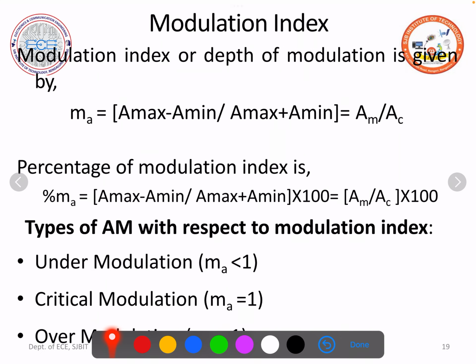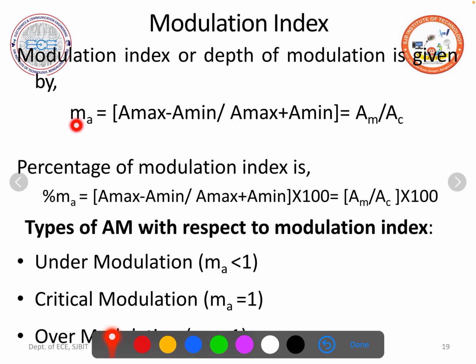So what is the modulation index? Basically you have three components. One is at fc, another one is upper sideband, another one is the lower sideband. So the maximum frequency, f max, is equal to fc plus W. The minimum frequency, f minimum, is equal to fc minus W.